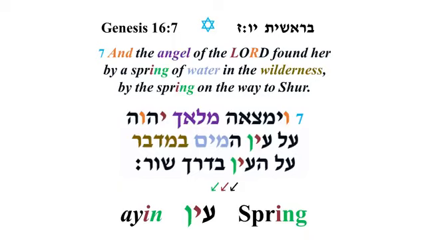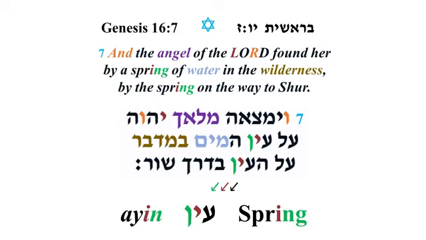Genesis 16:7. This is whenever Abraham sent Hagar and Ishmael. Remember, Abraham's wife, Sarah, is jealous because Hagar is pushing Ishmael, and Sarah doesn't like it. And so Abraham banishes Hagar and Ishmael. And in verse 7, it says, "And the angel of the Lord found her," Hagar, "by a spring of water in the wilderness, by the spring on the way to Shur."